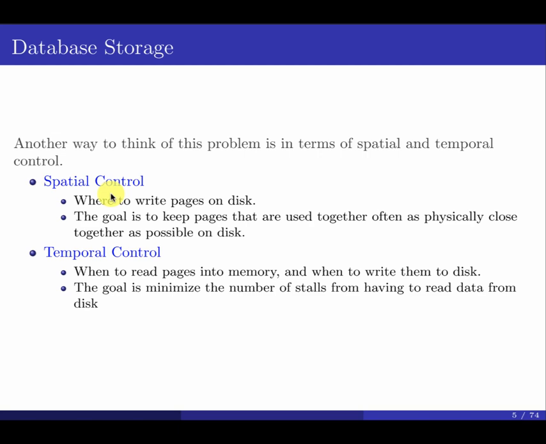So again, spatial control just refers to where you are going to write the pages of data. The goal is to keep data that are used together as physically close as possible, stored next to each other. In other words, we talk about sequential access. We reduce random access to the data and increase sequential access. Remember the goal is to create the illusion for the user that whatever data they're looking for is available in memory. That's the ideal situation.